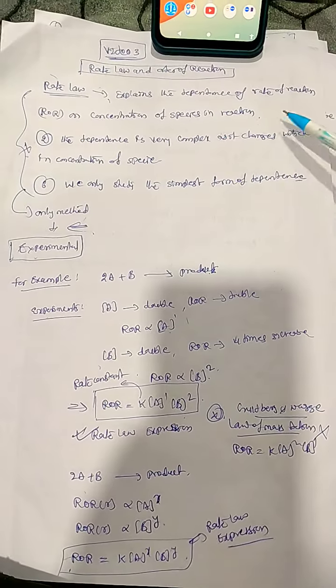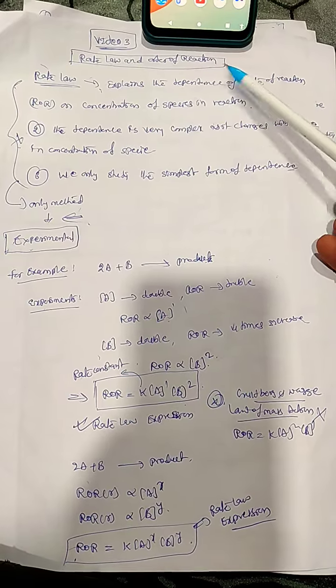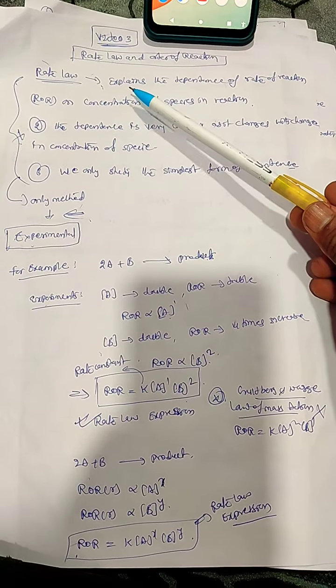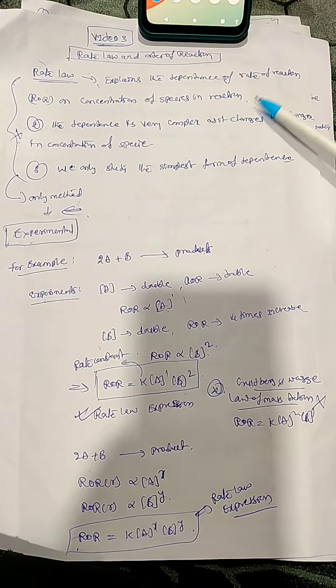Good afternoon, students. Now I want to explain rate law and order of the reaction. What is rate law? Rate law explains how the rate of reaction depends on the concentration of species in a reaction.